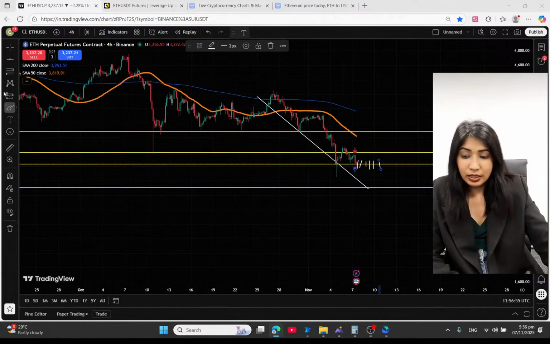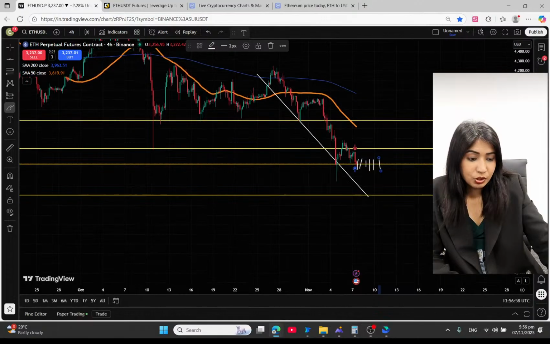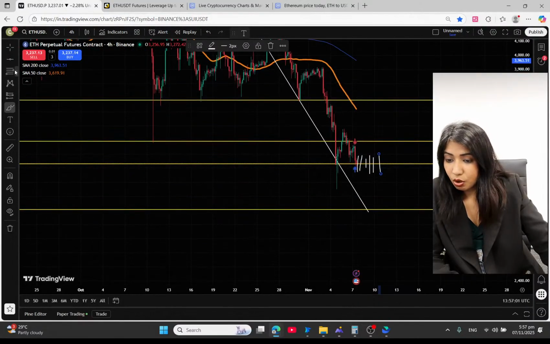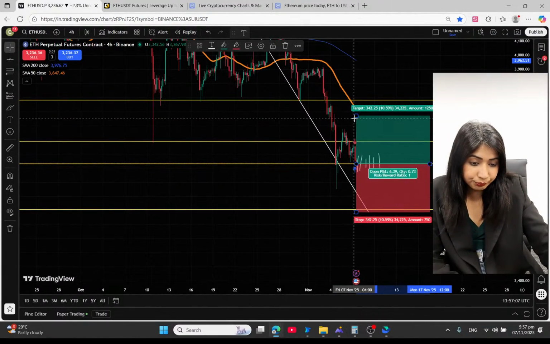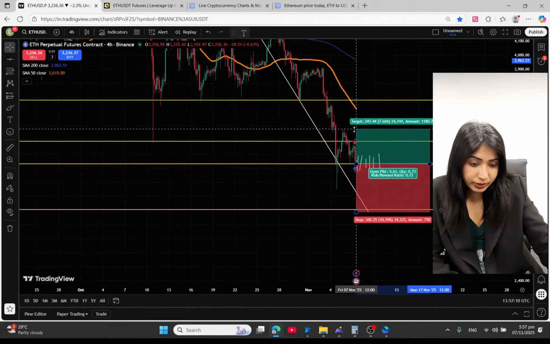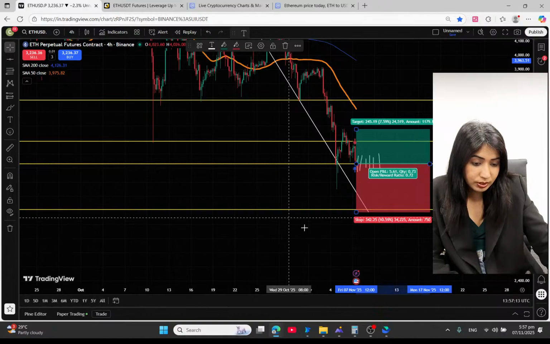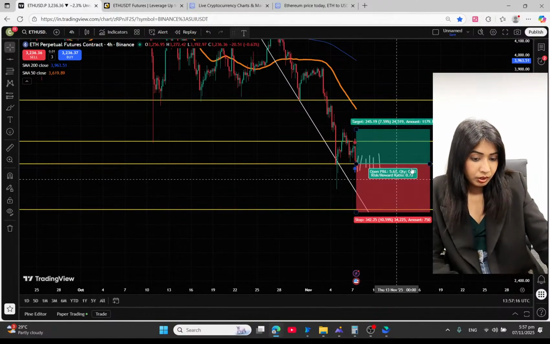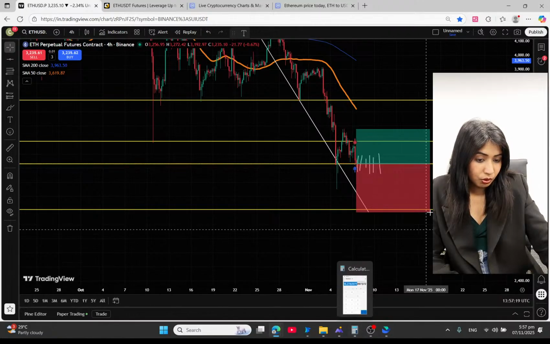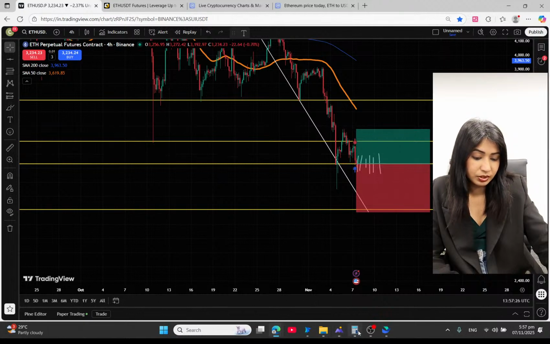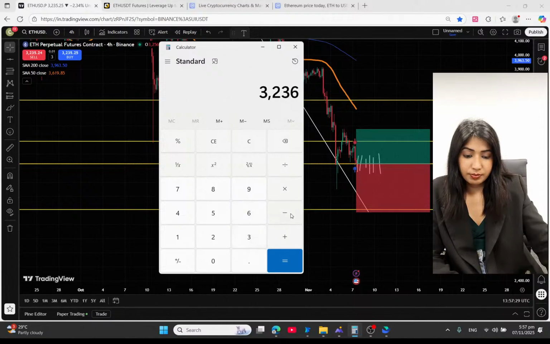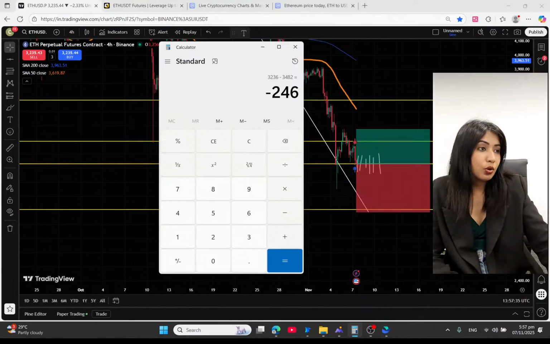So even if we are trying to keep our targets here, how much of a target am I keeping? Let me just put a long position and see what my risk to reward is here. Imagining I'm buying here, I don't want to keep that big target, only till this swing high. So my risk to reward is around 0.72 only. And how much of a point movement am I talking about? 3236 and 3482. So 3482 minus 3236, we are expecting a 246 point move that we're talking about.